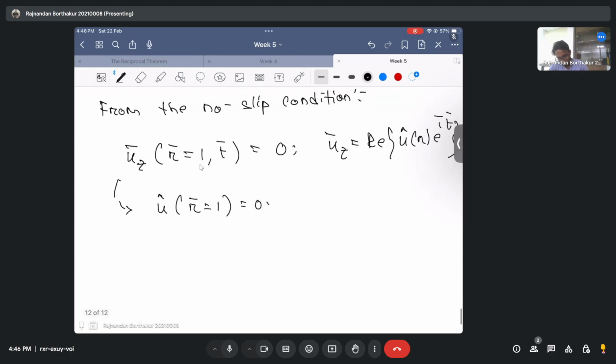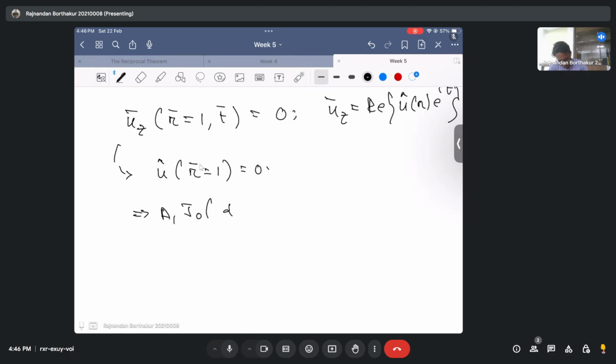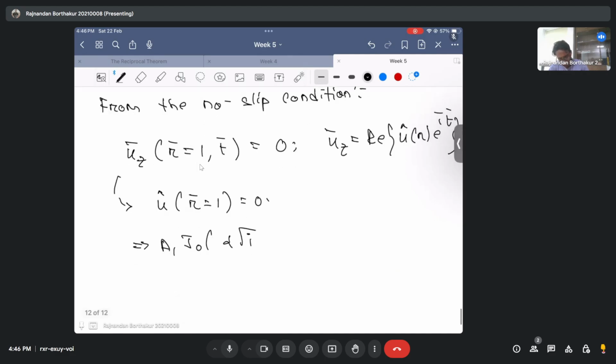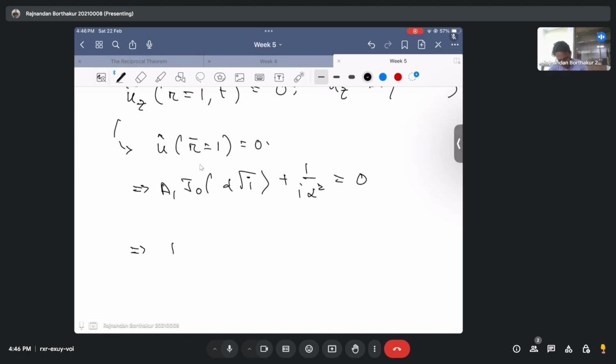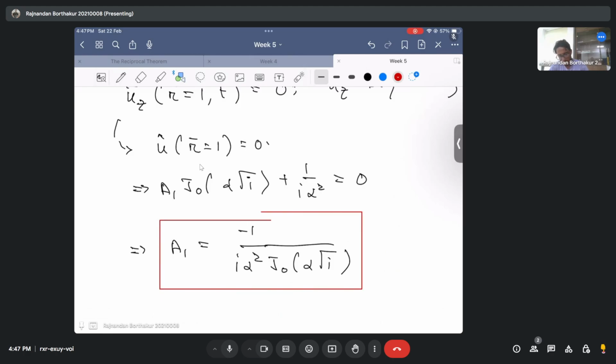So I get a1 times J0 of alpha root i, and r bar is 1, and this becomes plus 1 by i alpha squared, and this is equal to 0, which means I can get the other constant a1 as minus 1 by i alpha squared J0 of alpha root i. Okay. That's it. That's my other constant. So this is a1. So once a1 and b1 are known, I know everything, right?